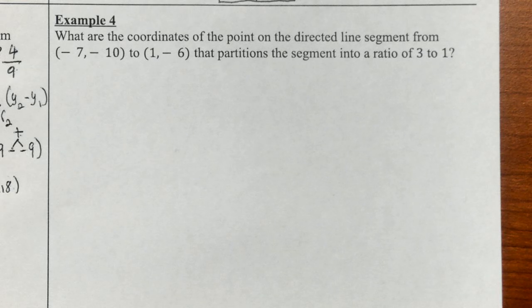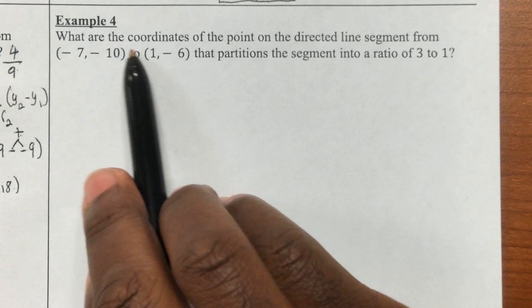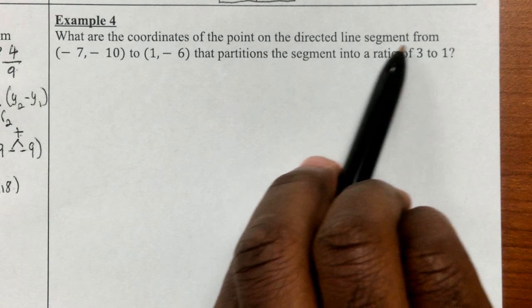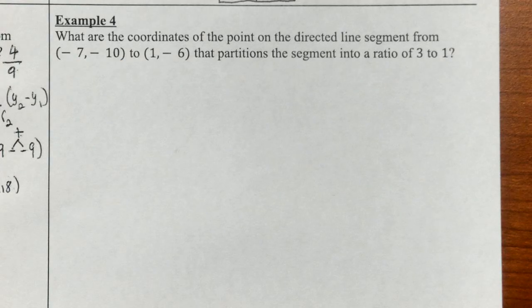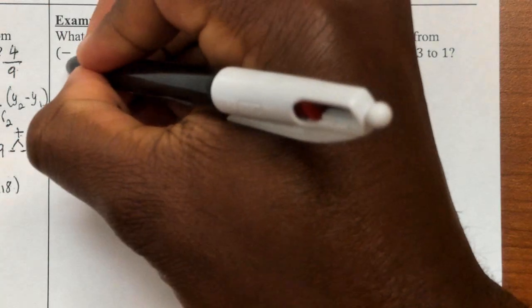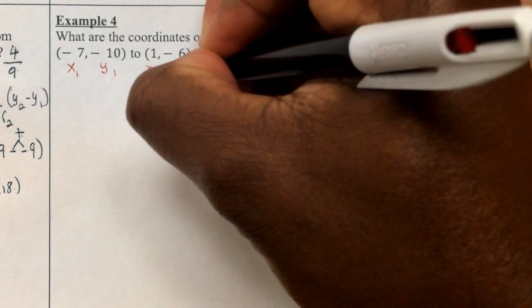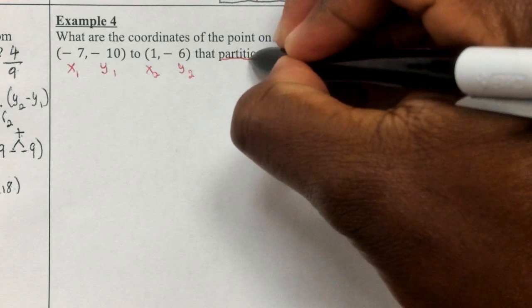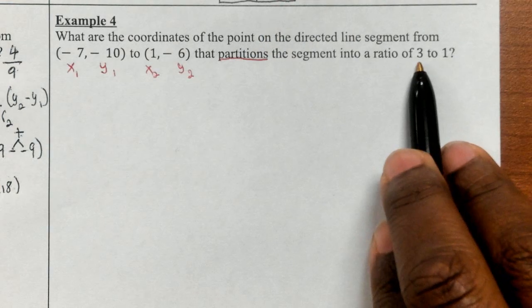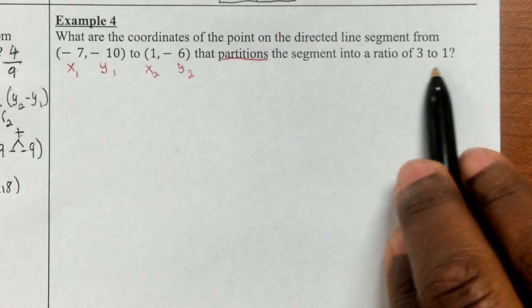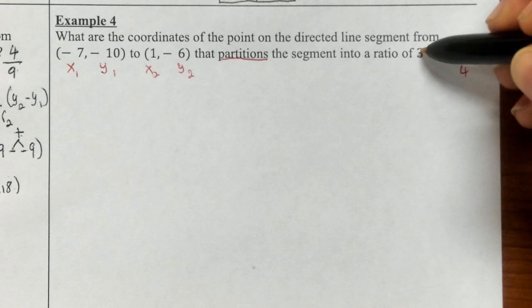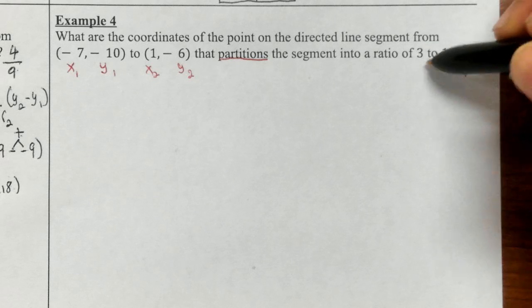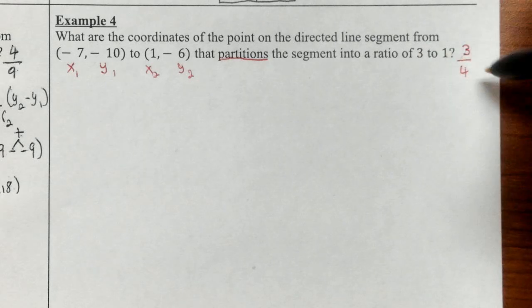Skill 3, example 4. The question says, what are the coordinates of the point on the directed line segment from -7, -10 to 1, -6. Again, these are my endpoints, x1, y1, x2, y2, that partitions the segment into a ratio of 3 to 1. So 3 to 1 would be 3 out of 4, because you'll be doing 3 out of the sum of the ratios, which would be 3 plus 1, so 4.